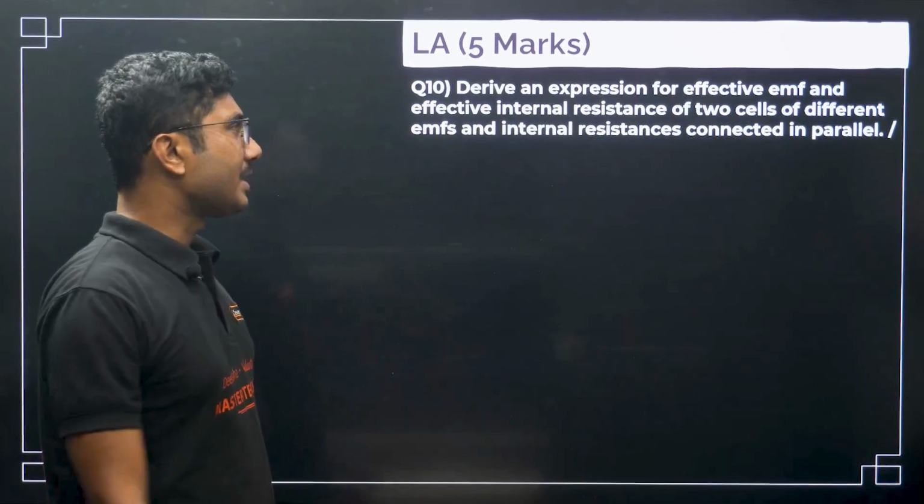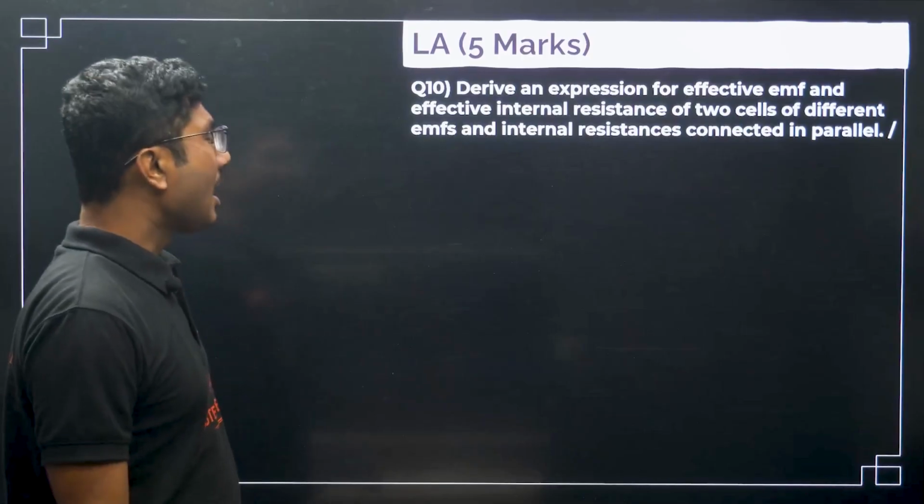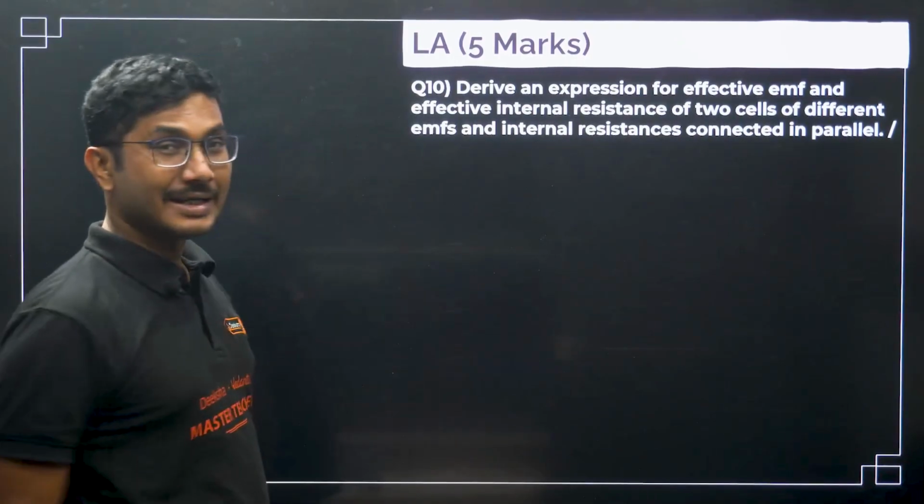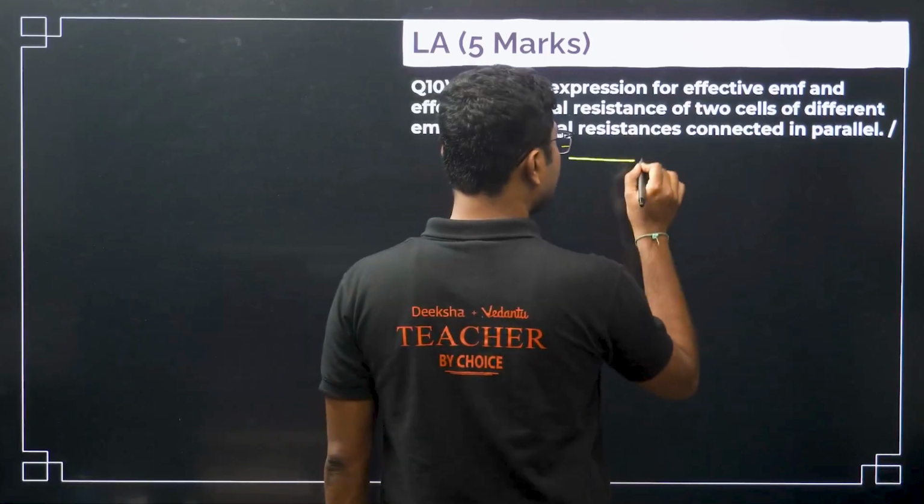Derive an expression for the effective EMF and internal resistance of 2 cells of different EMFs and internal resistances connected in parallel. So in this case they are connected in parallel.